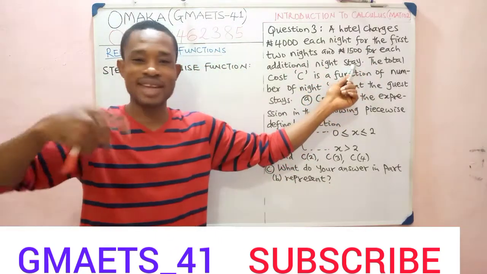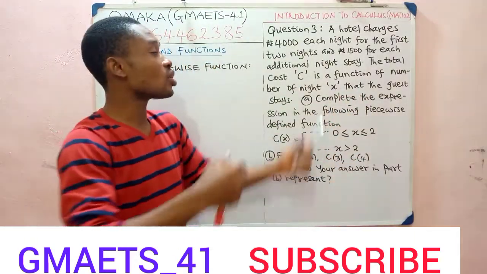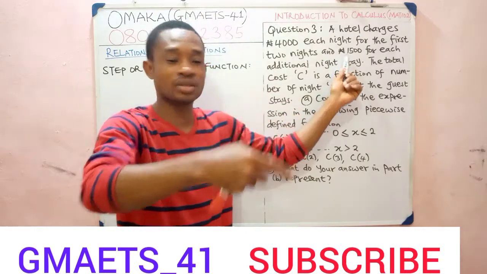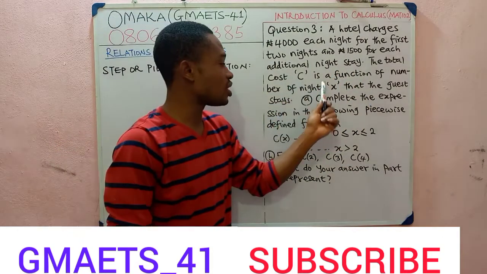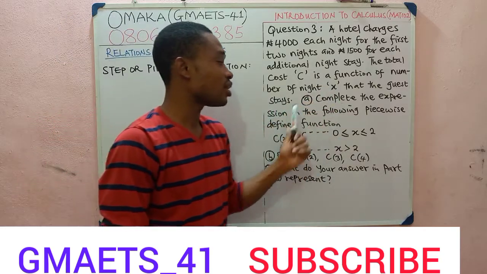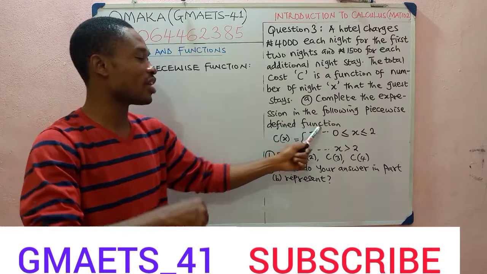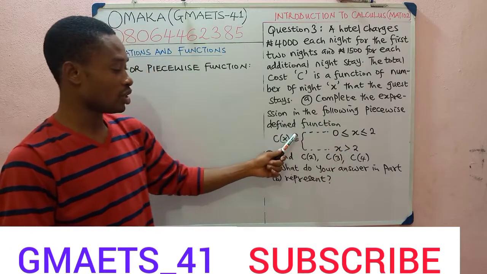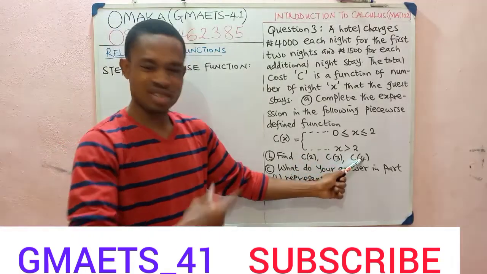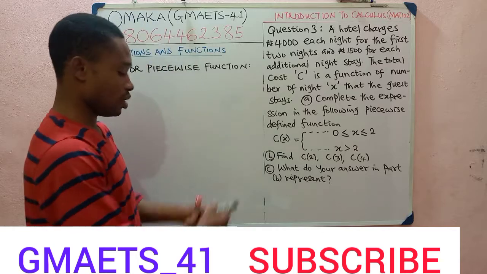and 1,500 naira for each additional night stay after the first 2 nights. If the guest is to stay more than the first 2 nights, the guest is going to pay 1,500 naira for each additional night. The total cost C is a function of the number of nights X that the guest stays. Part A of the question: complete the expression in the following piecewise defined function. Then find the cost in 2 days, cost in 3 days, cost in 4 days. And then what do your answers in part B represent?